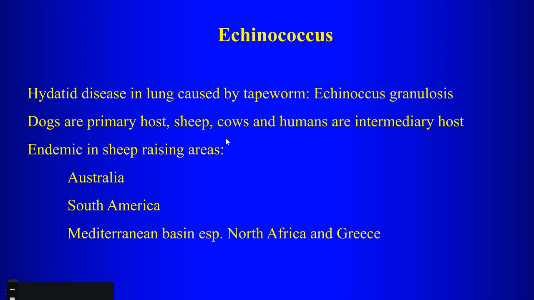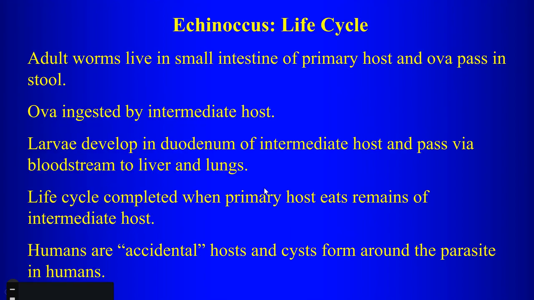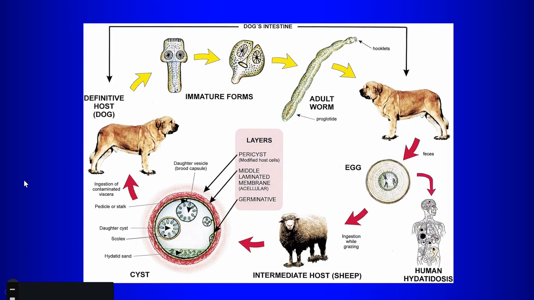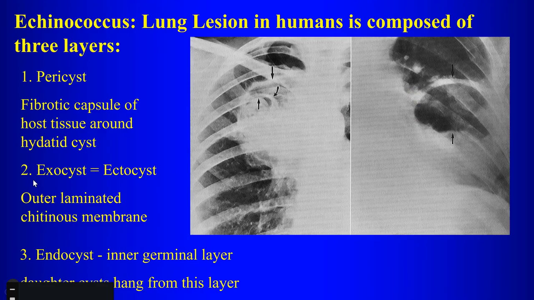So humans are accidental hosts, so it occurs in sheep-raising regions of the world, okay, and then humans can become accidentally infected. You're familiar with the liver lesions, right? These cystic lesions in the liver with peripheral calcification. They can develop cystic lesions within the lungs also, although they don't calcify within the lungs. And when the cyst ruptures, you can get that peculiar appearance there within the lungs. I won't go through the disgusting life cycle. You can study that on your own.